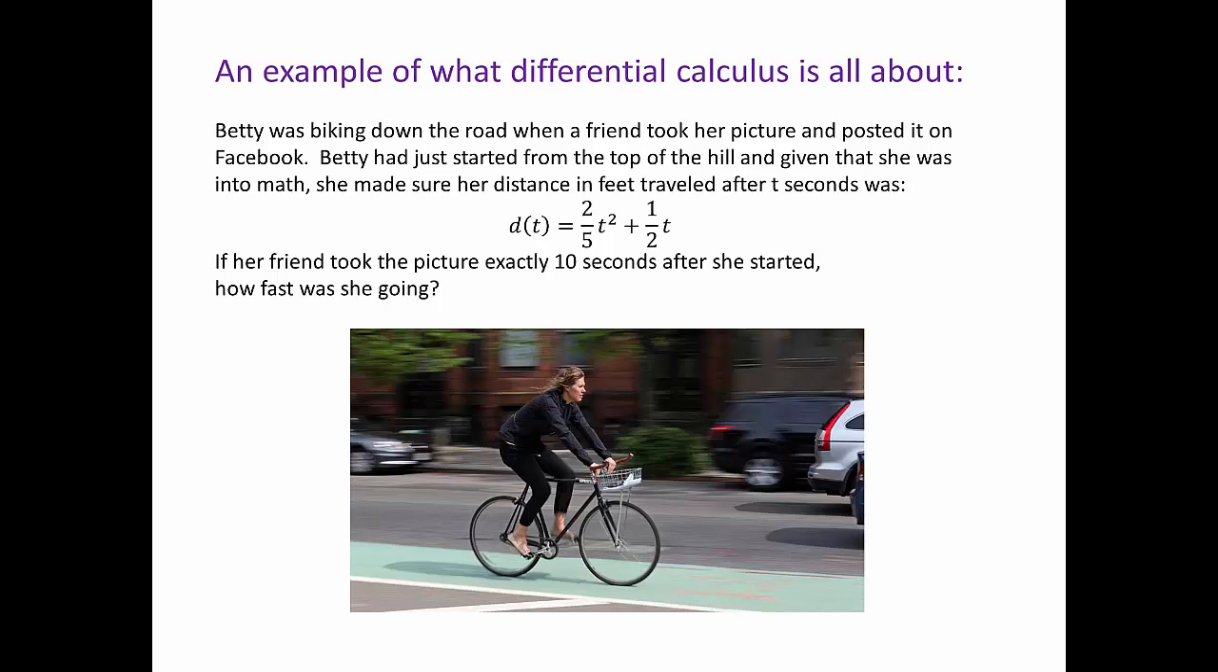So here's an example of what differential calculus is all about. We've got Betty. She's biking down the road, and she's kind of a math person, so she does this funky formula right here about the number of feet she travels in t seconds. So she's also got a little bit of a strange friend. The strange friend pops out and takes her picture exactly 10 seconds after she started. And the question is, how fast was she going right at that time?